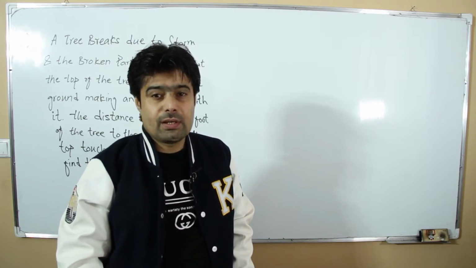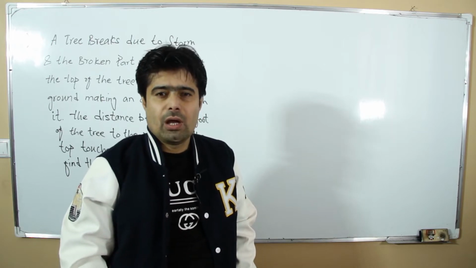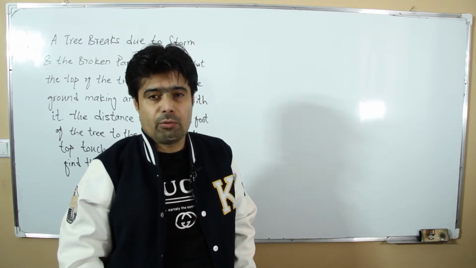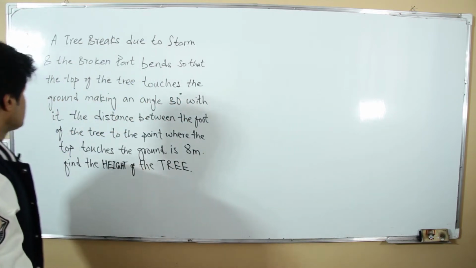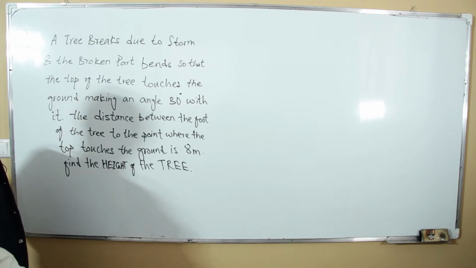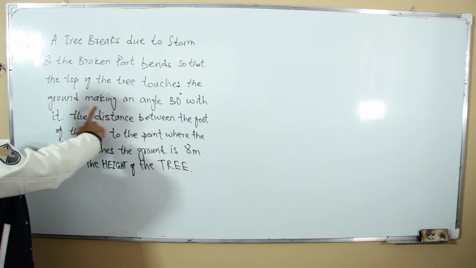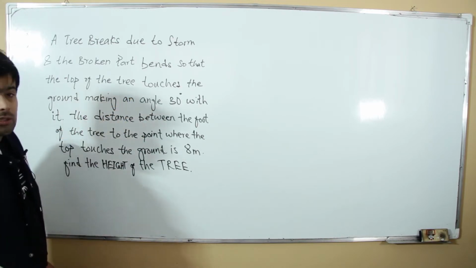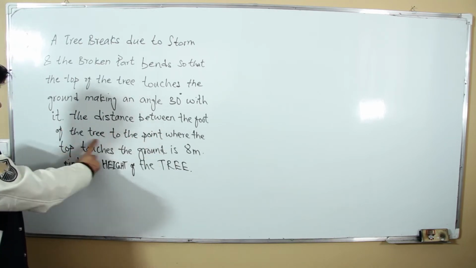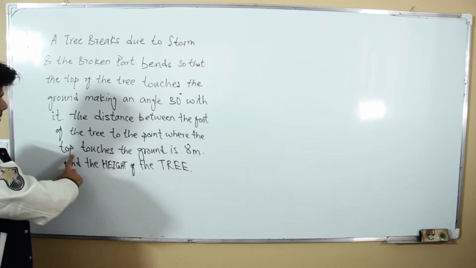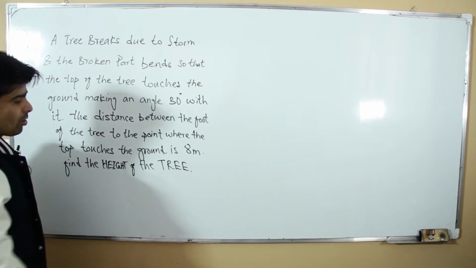Today it is our 7th lecture on trigonometric basics, and definitely we will have our examples and numericals on application of trigonometry. The first question: a tree breaks due to a storm and the broken part bends so that the top of the tree touches the ground, making an angle of 30 degrees with it. The distance between the foot of the tree to the point where the top touches the ground is 8 meters. Find the height of the tree.